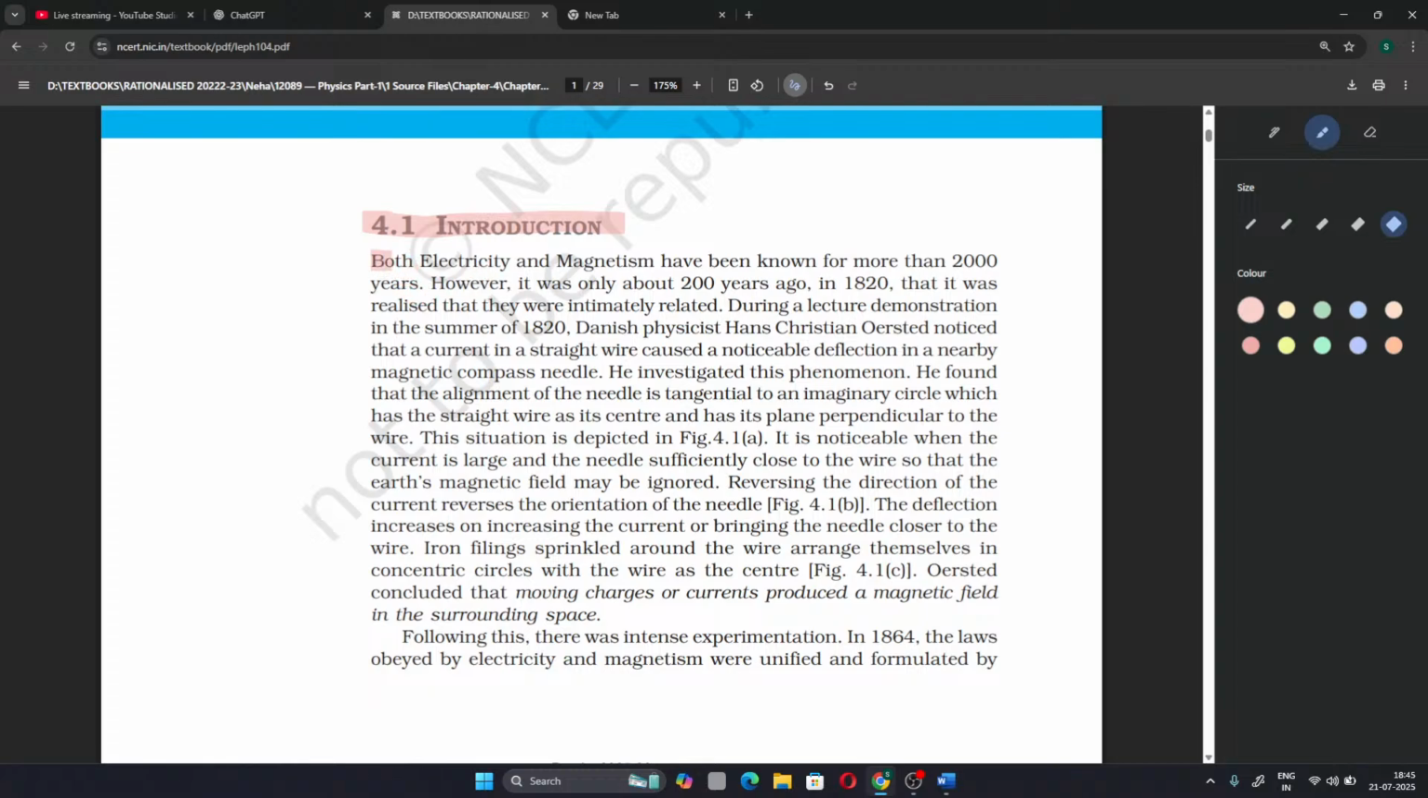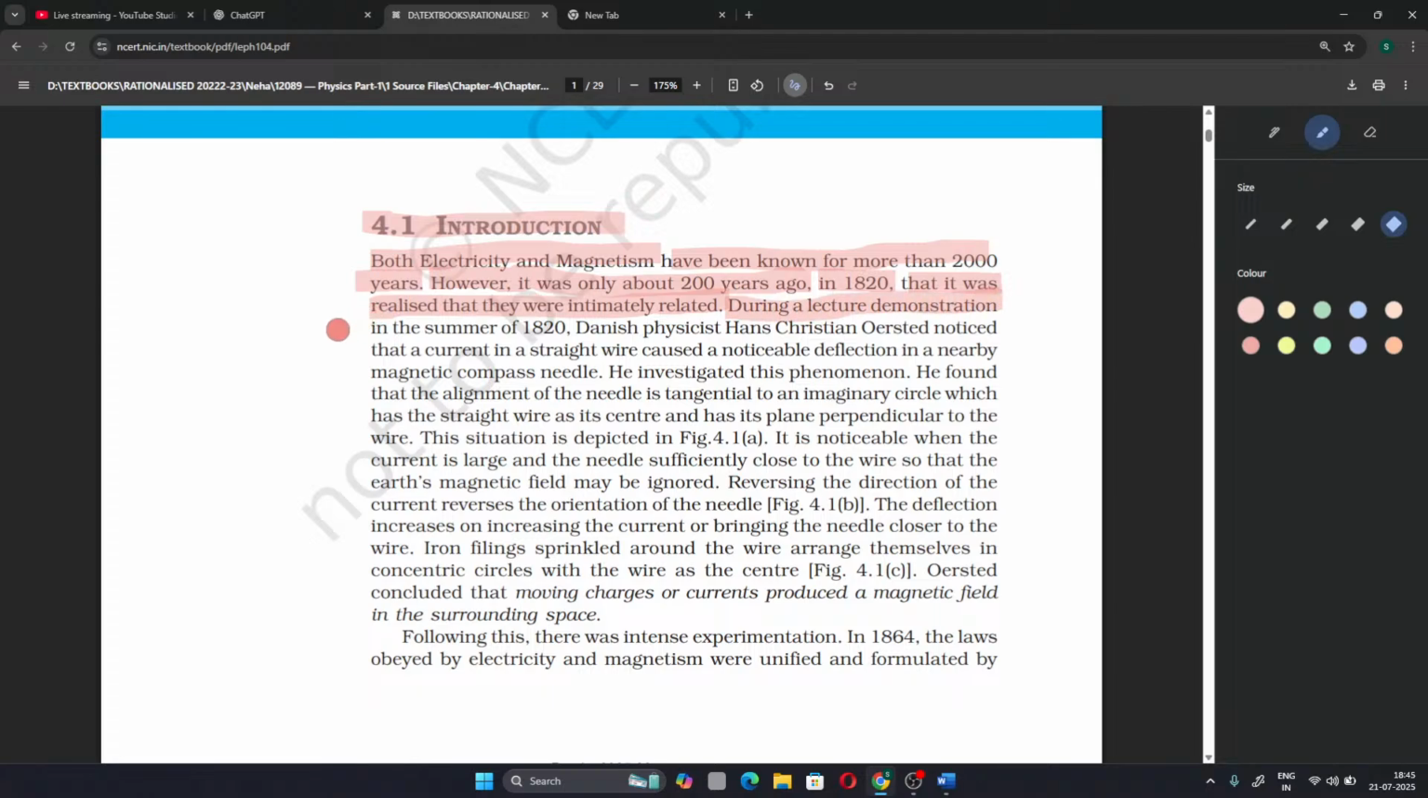4.1 Introduction. Both electricity and magnetism have been known for more than 2000 years. However, it was only about 200 years ago, in 1820, that it was realized that they were intimately related. Basically, we have known about electricity and magnetism as separate topics for more than 2000 years. Before 2000 years ago, we knew about magnets and we knew about electricity. But only about 2 centuries ago, in 1820, it was realized that they were actually intimately related together.